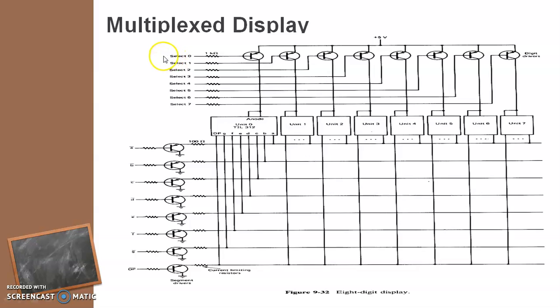If select 0 is enabled, then only unit 0 gets enabled. Though the segment information goes to all the display devices, the select lines control which unit is selected. If the select line makes select 4 alone enabled, then unit 4 alone will receive this information and accordingly it will light up the LEDs.